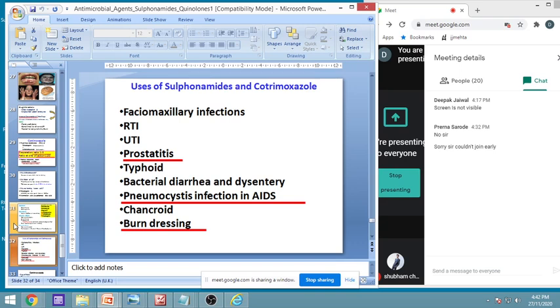They are used in facio-maxillary infections, then respiratory tract. They were, rather we can say, because many other safer and better antimicrobial agents are available now, but they were very popularly used in most conditions like facio-maxillary infection, respiratory tract infection, urinary tract infection, prostatitis, that is inflammation of the prostate gland, typhoid, bacterial diarrhea and dysenteries, pneumocystis infection in AIDS, chancroid, burn dressing. These were various conditions where these drugs were used.